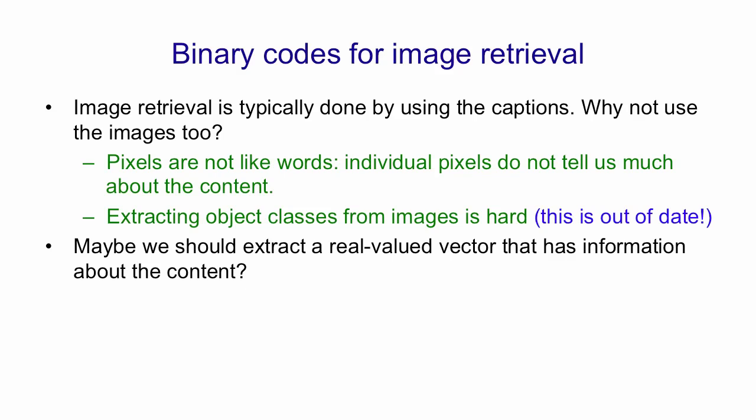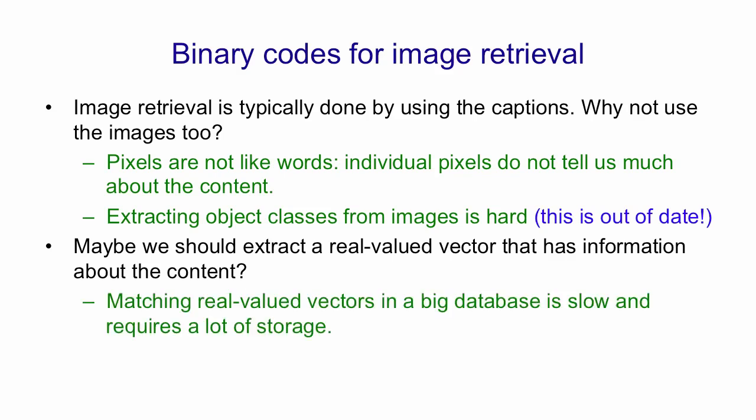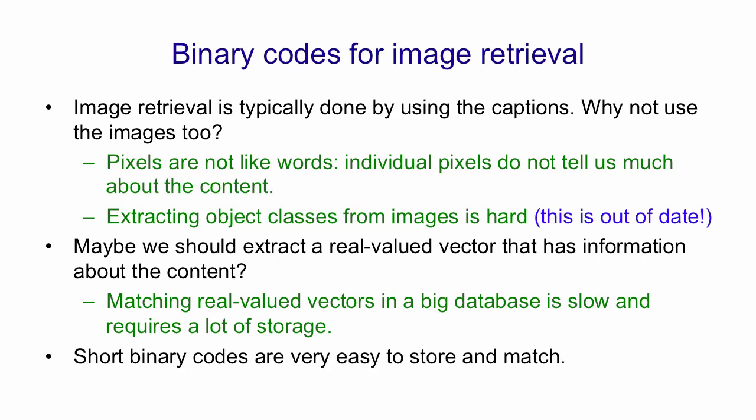So if we're not going to recognize the objects, maybe what we should do is extract a vector that has information about the content of the image, and the obvious thing to extract is a real-valued vector. But the problem is that matching real-valued vectors in a big database is slow, and it also requires a lot of storage for the real-valued vectors. If we can extract a fairly short binary vector that contains a lot of information about the image, that's much easier to store and much faster to match.